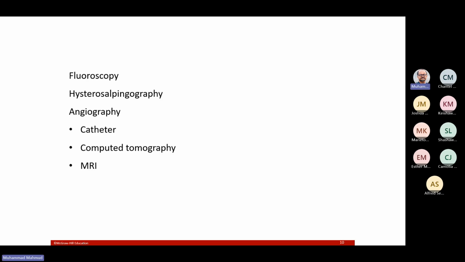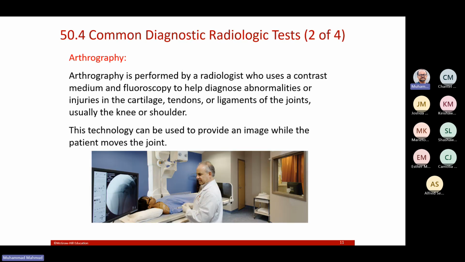These are some examples of contrast medium, like fluoroscopy, hysterosalpingography, angiography. I'll share some pictures later on. Now, let's take a look at this arthrography. Arthro means joint. So arthrography is performed by a radiologist who uses a contrast medium and fluoroscopy to help diagnose abnormalities or injuries in a cartilage, joint, ligament, usually the knee and shoulder joints.